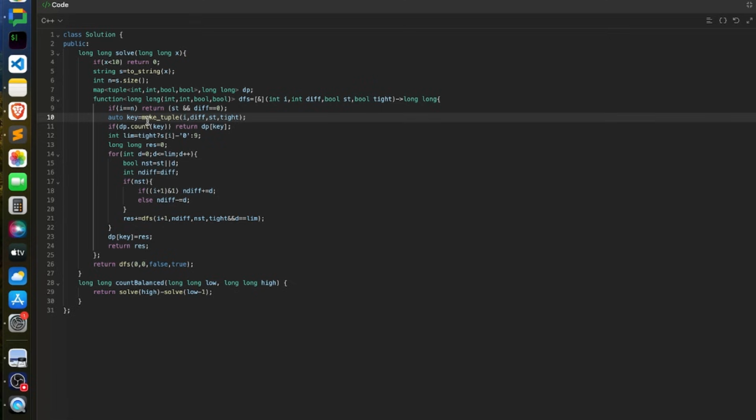So if the DP count of key is already there, then just return this. The reason why I have used a map here, and not the conventional approach: if you have solved DP problems before, you might be using something like DP[x][y][z], and so on, right? So here you would have a 3D or 4D array. But here the thing is, your difference could be positive or negative, we don't know that.